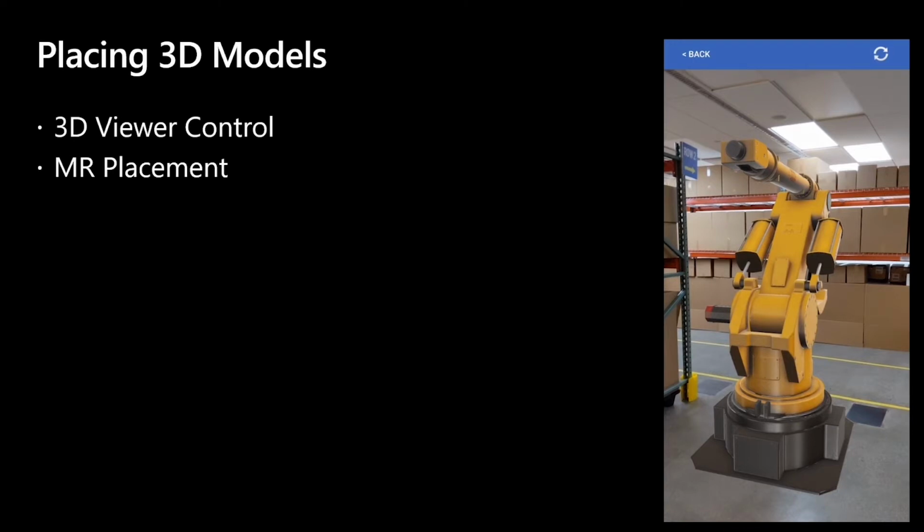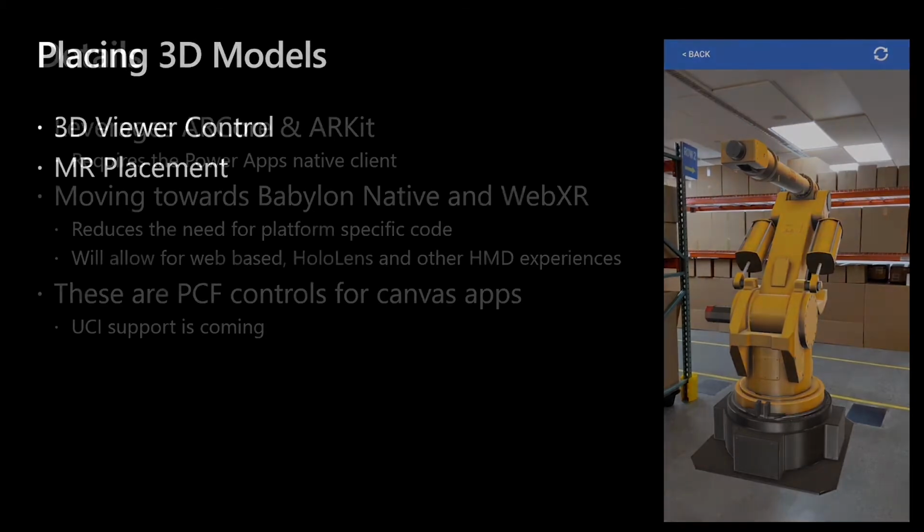So in this example, we've used what is called plane detection to find the floor and place the model there. In the future, we're looking at adding support for QR codes and images as other ways of placing models.